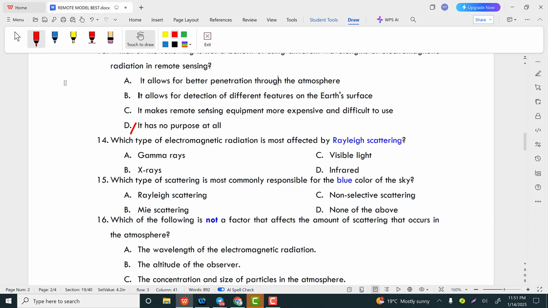So Rayleigh scattering is very common within visible light. In the visible spectrum, we commonly call it VIBGYOR: violet, indigo, blue, green, yellow, orange, red. So Rayleigh scattering mainly occurs within visible light. So the answer is C.